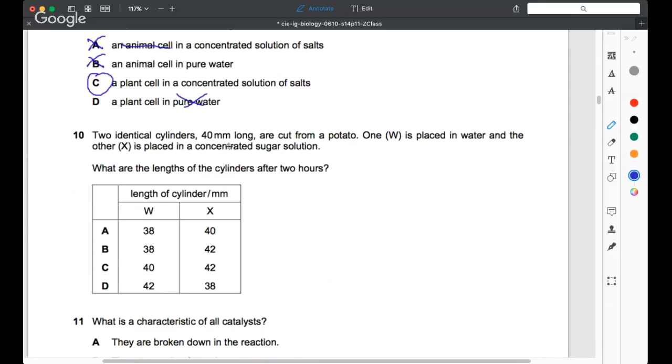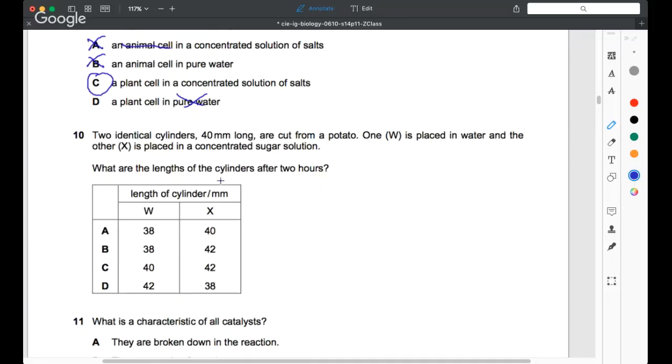And X is placed in concentrated sugar solution. So remember, by osmosis, if you put something in a concentrated solution, then water will move out of it to try and equalize the gradient between the two sides. So X is going to get shorter.